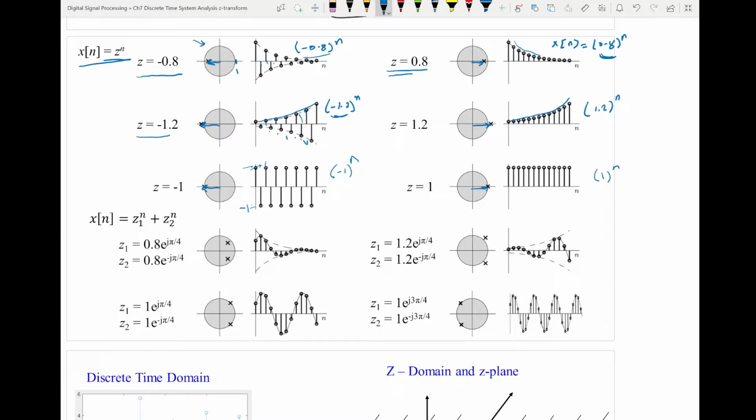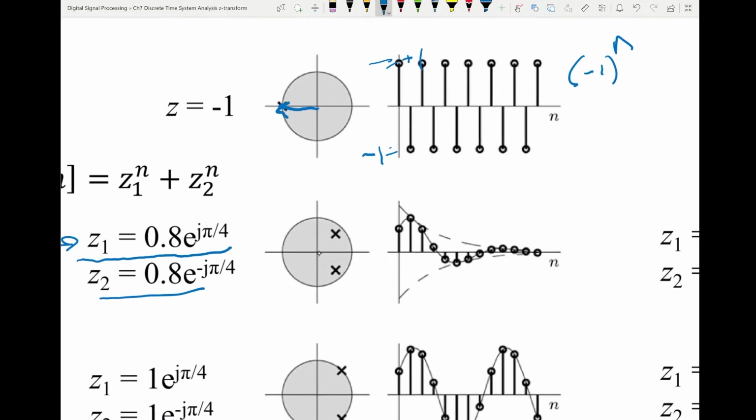Now z1, which is this one, and z2 is this one. So if I draw z1 as a vector, it will be this. Let me enlarge this screen. So z1 looks like this. It has a magnitude, which is this vector length, 0.8, and it has an angle. And I can call this angle omega, which is pi over 4.